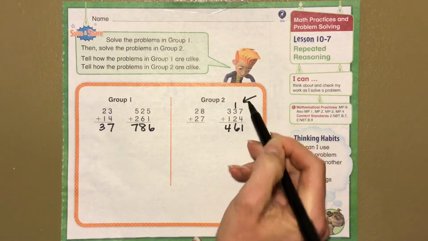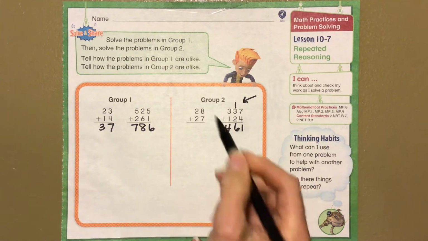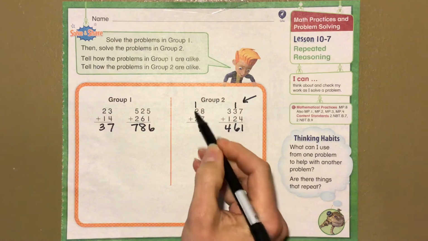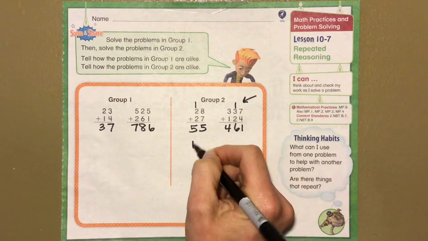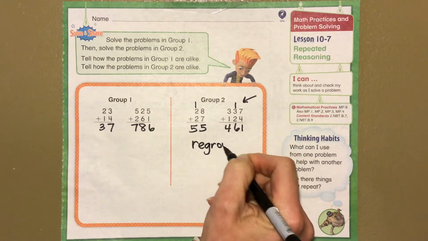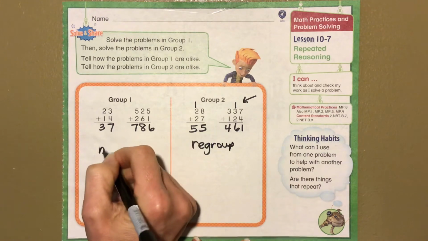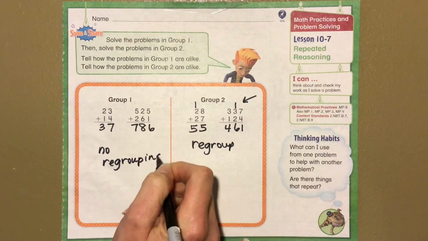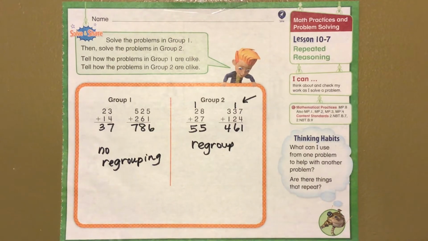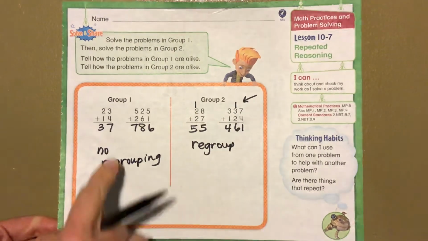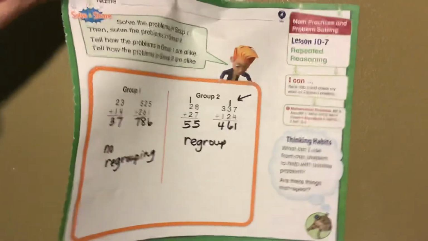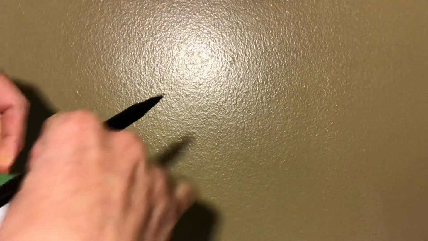So I notice already this one we didn't have to regroup. This one we have to regroup. So let's see. 8 plus 7 is 15. Regroup. 5. So this one we have to regroup. And these, no regrouping. We did not need to regroup those. All right, so those are how they are alike. Neither one of those had to be regrouped. Both of those had to be regrouped. All right, let's go ahead and take a look at our comic strip on the next page.